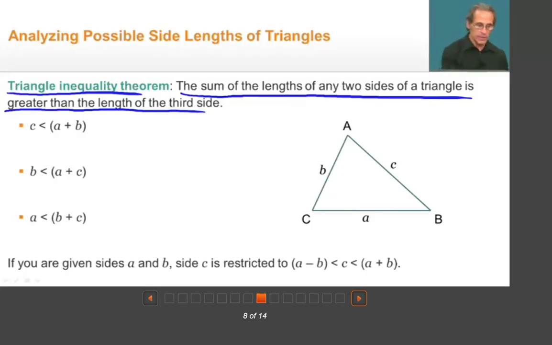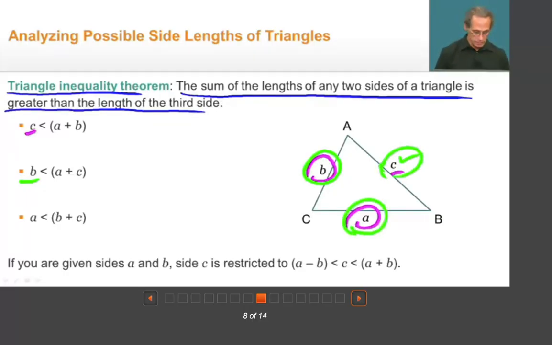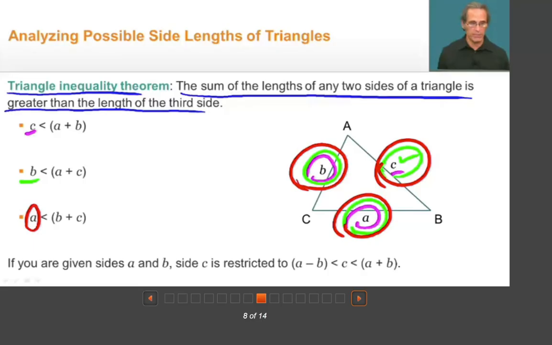Now, for example, here is side C. It is going to be smaller than the sum of the lengths of A and B. And here is side B, right here. It is going to be smaller than the sum of the lengths of sides A and C. And right here, side A, it is going to be smaller than the sum of the sides B and C.